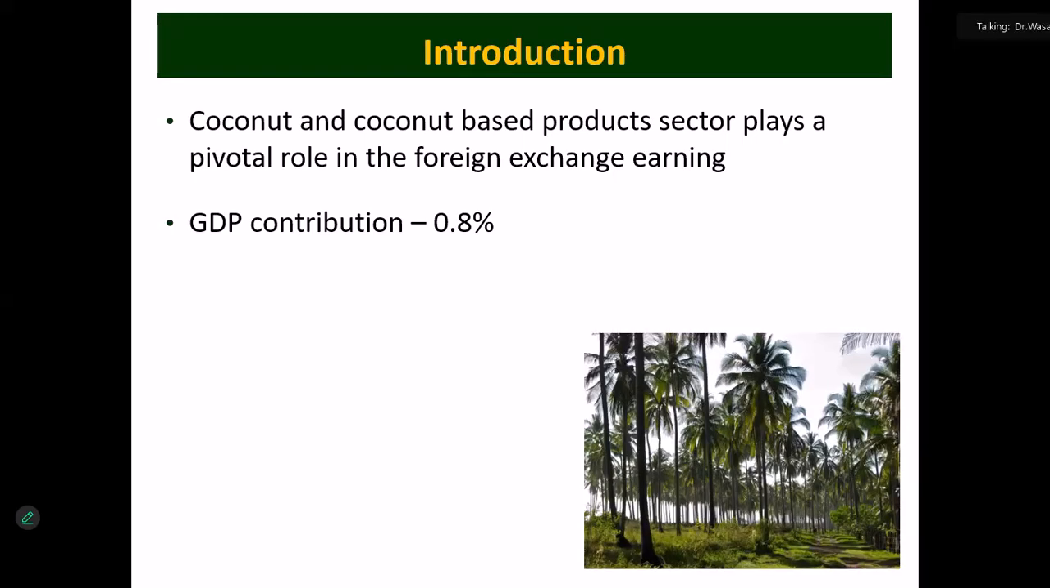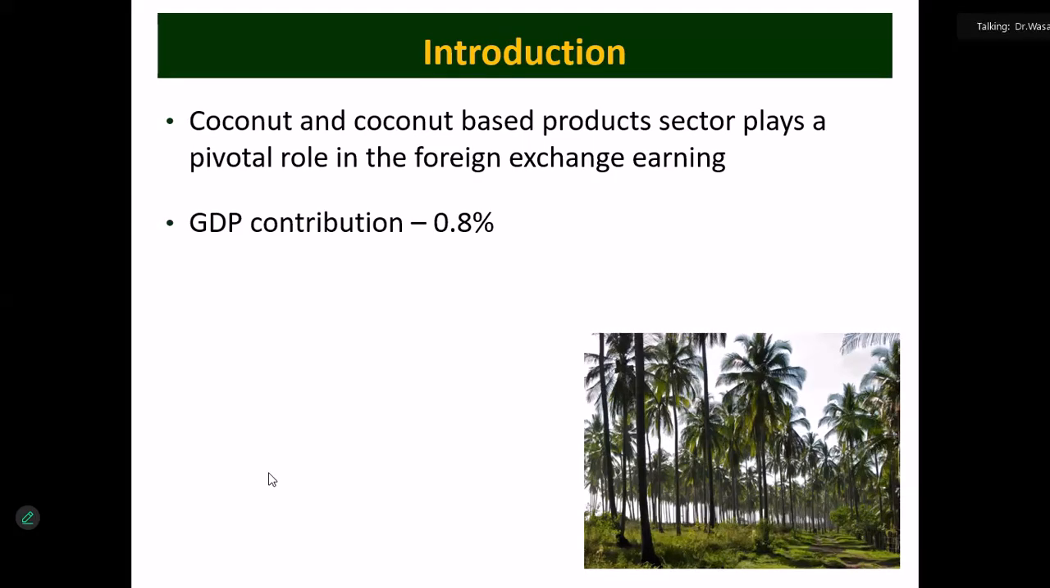Among plantation crops, the highest land extent is covered by coconut. Among plantation crops, highest land coverage: coconut. Now it is around 600,000 hectares. That means around 1,500,000 acres. Highest. But you can see income is very low.